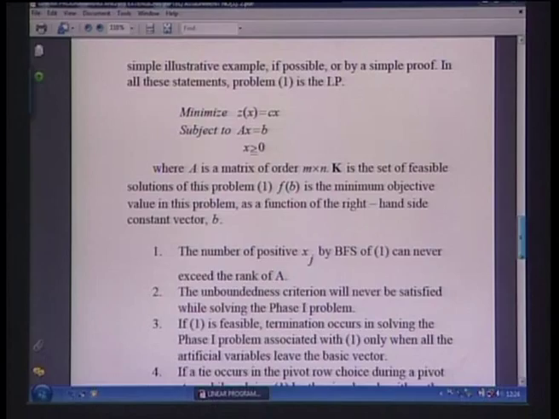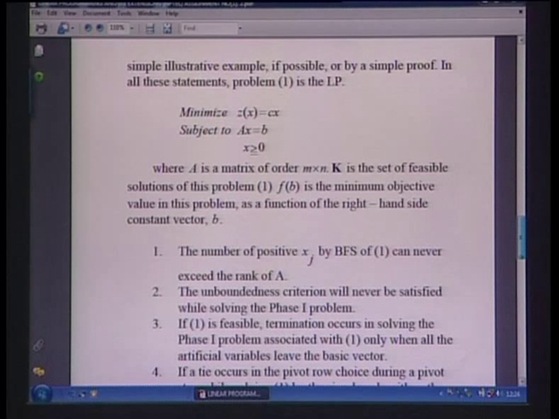Now problem 6, which I have taken from K.G. Murthy's book. Here the statement, they don't write C transpose, doesn't matter, it's understood that C is a row vector. Minimize Z(x) equal to Cx subject to Ax equal to B, x greater than or equal to 0. A is a matrix of order m by n, and K is the feasible region; we have been using the letter capital F. F(b) is the minimum objective value in the problem as a function of the right hand side constant vector B. I'll try to give you an idea how to look at these problems and how to go about answering them.